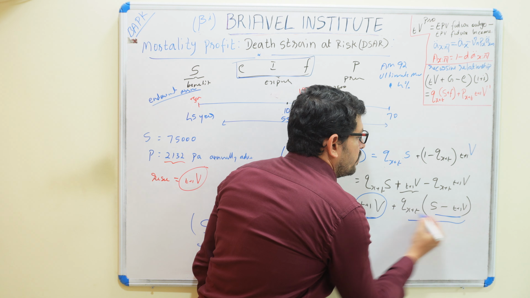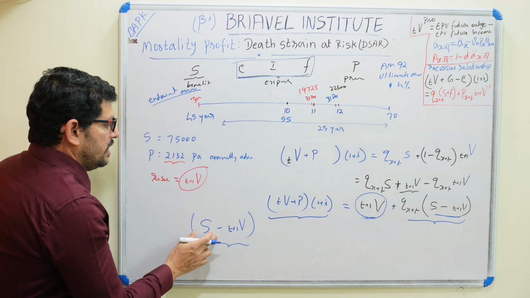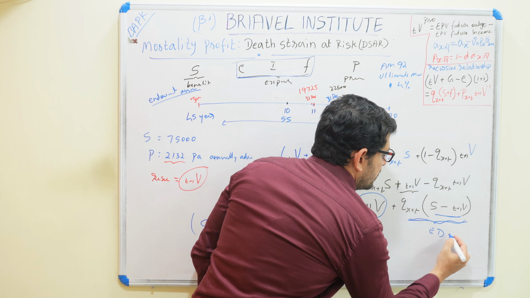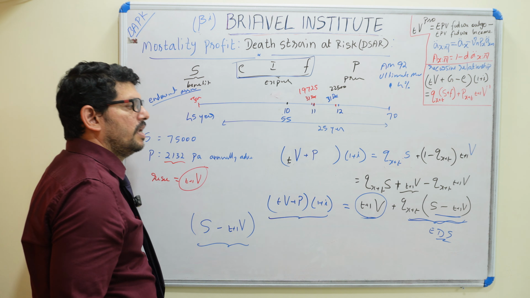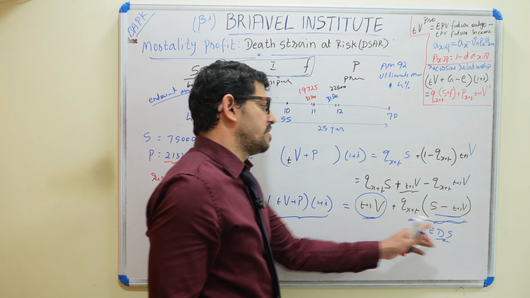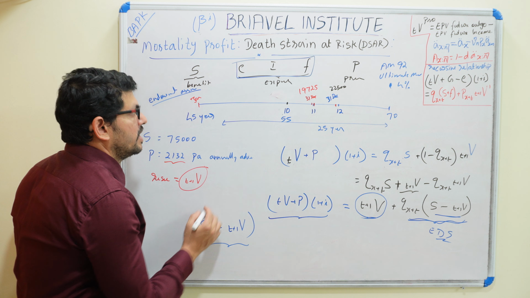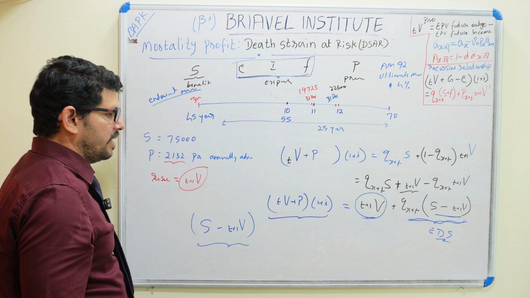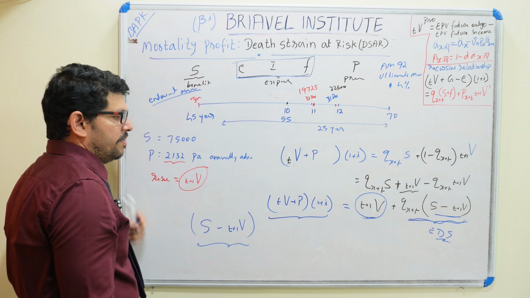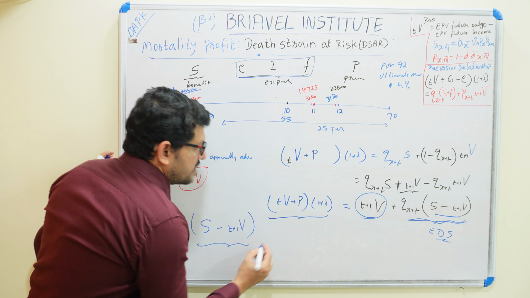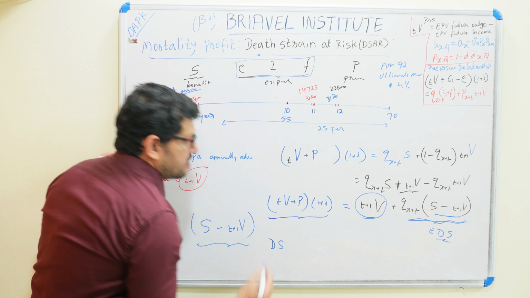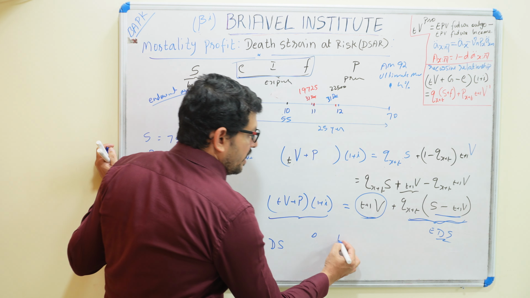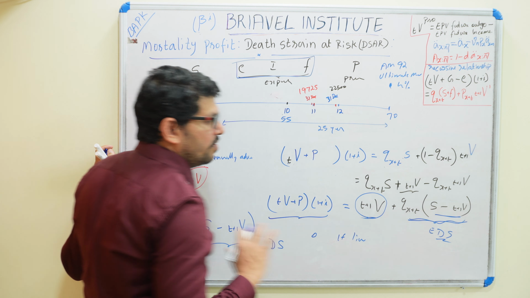So this term I am representing as the DSAR, and the entire term I am representing as my expected death strain. This term I am representing as my DSAR. So DSAR is calculated as S minus t+1V. So death strain will be written like that only. Death strain will be 0 if lives are survived. If the life survived, there is 0. There is no death strain.